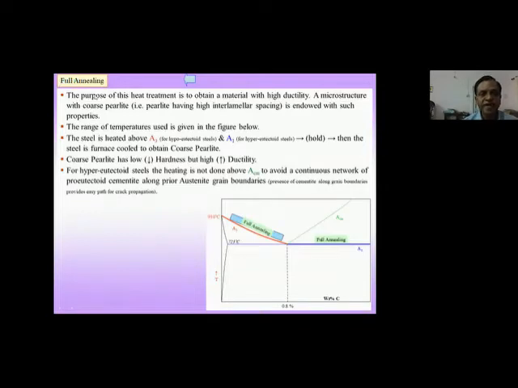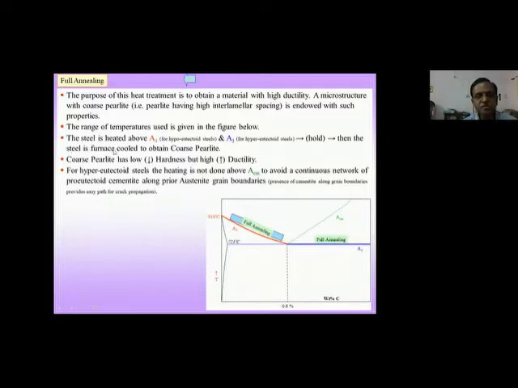When we say full annealing, the purpose of this heat treatment is to obtain a material with high ductility. A microstructure with coarse pearlite, that is pearlite having high interlamellar spacing, is endowed with such properties. The range of temperatures used is given in the figure below. You can see, as I explained, it is shown over here. The steel is heated above A3 temperature for hypoeutectoid steel, the steel which is up to 0.8% carbon. So it is heated above A3, this red marked line, and above A1 for hypereutectoid steel.